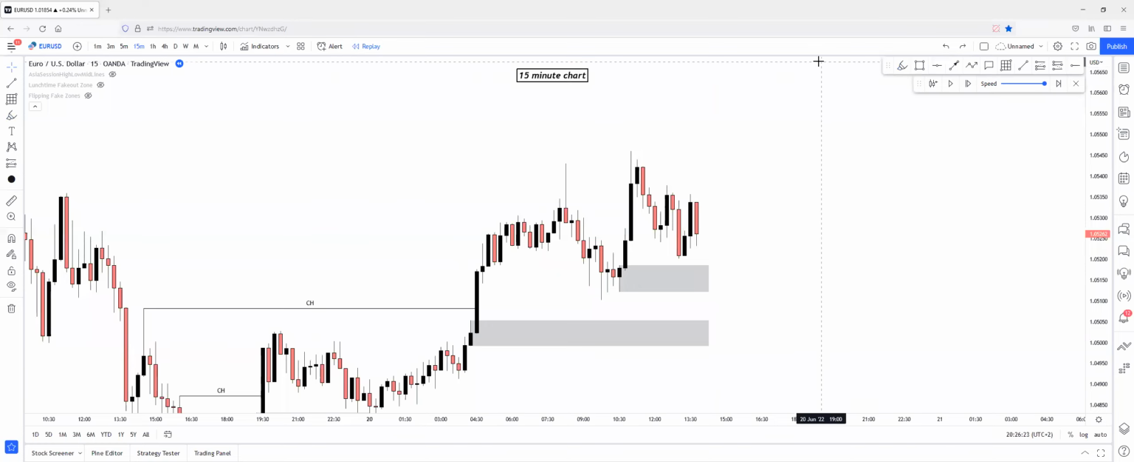Because of inefficiency and it sweeps some liquidity. Exactly, 2 criteria, but there's a 3rd criteria. Okay, I will tell you.